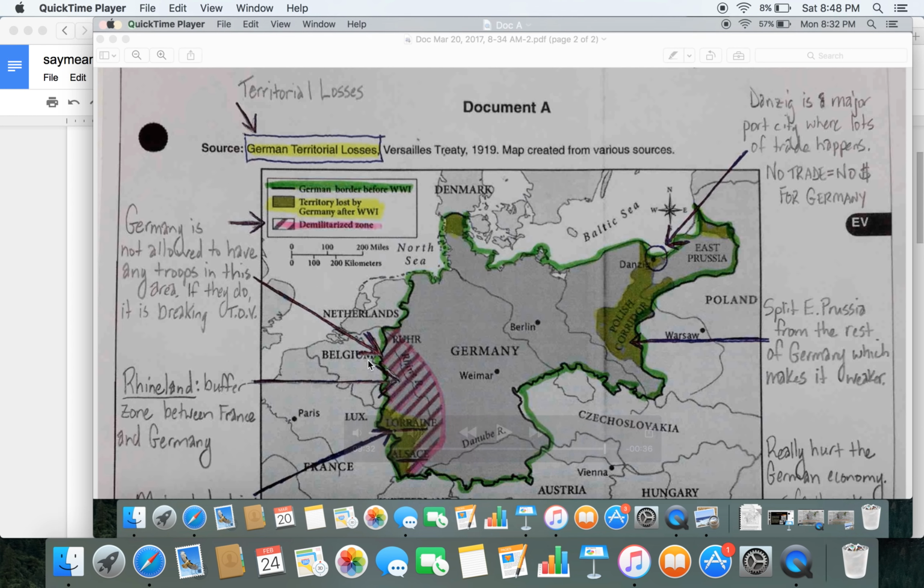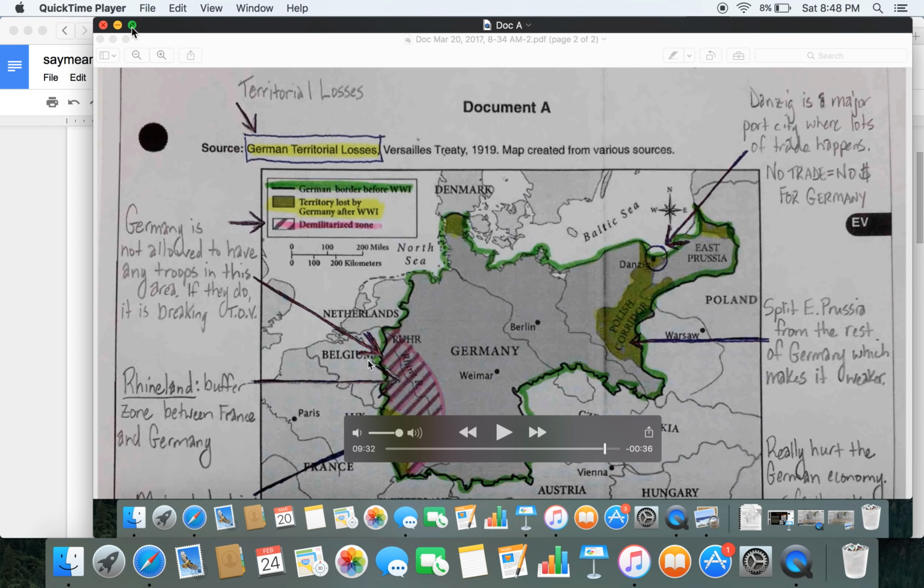Danzig is really important because, of course, if you listen to the video lecture, it's a major port city. A port city is where ships pull in on a daily basis, load goods and unload goods, and take off. There's a lot of business, a lot of trade that occurs in Danzig. But Danzig is going to be taken from Germany, which means there's no longer going to be any trade, any money made, any business being done in Danzig by Germany because it is taken away from them.